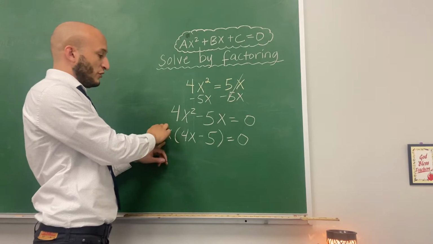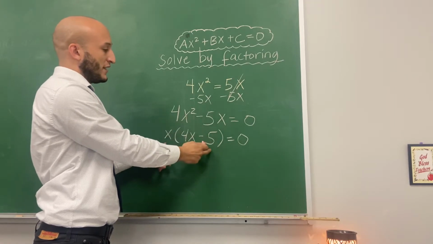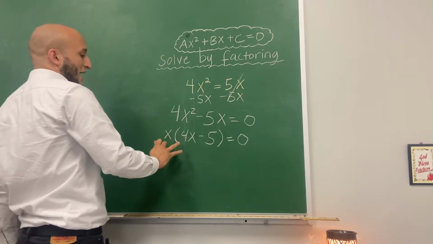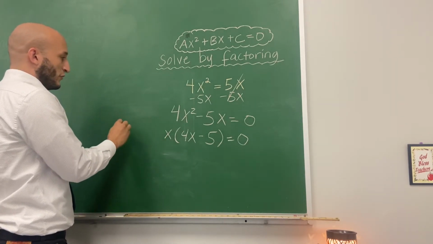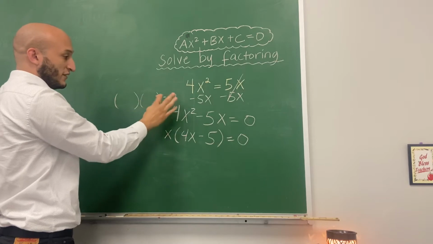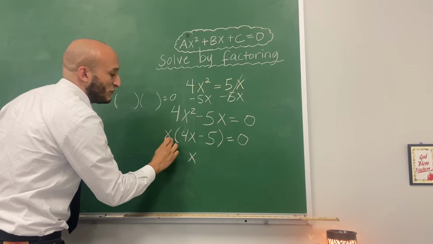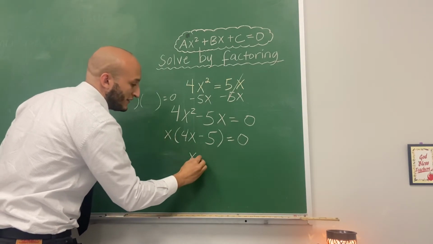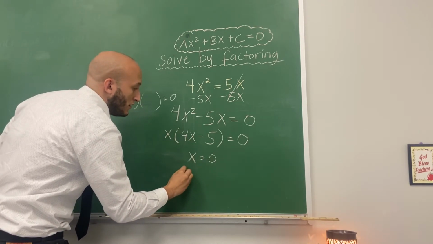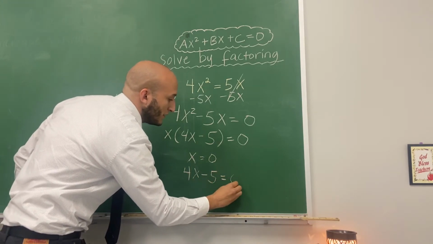Therefore, if I distribute this x, x times 4x will be 4x squared, x times a negative 5 would be a negative 5x. So all I did was factor out an x, and this kind of looks like the form that we've been looking at with two binomials equal to 0, and then we set each one equal to 0. Well, x is being multiplied to this binomial, so I'm going to set x equal to 0. Now I'm going to set 4x minus 5 equals 0.